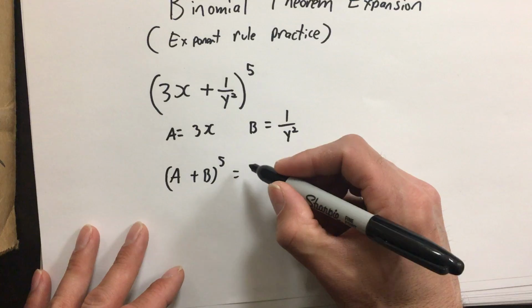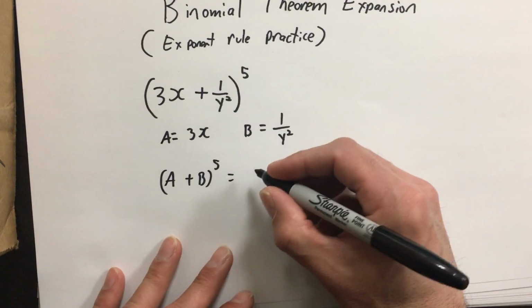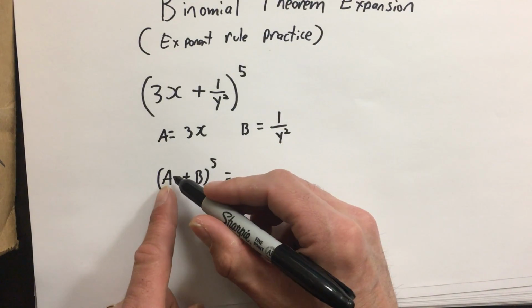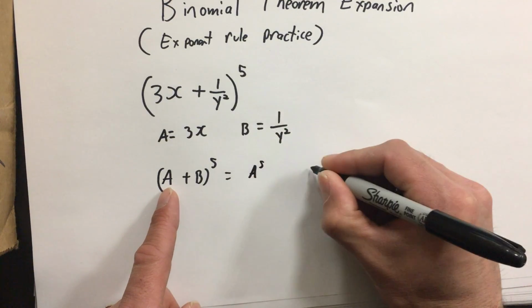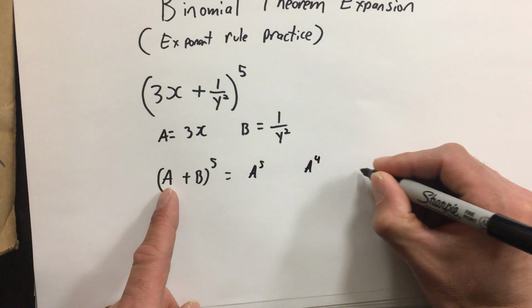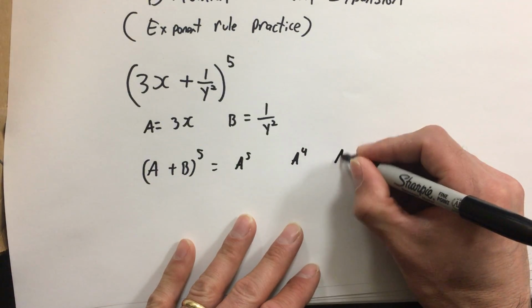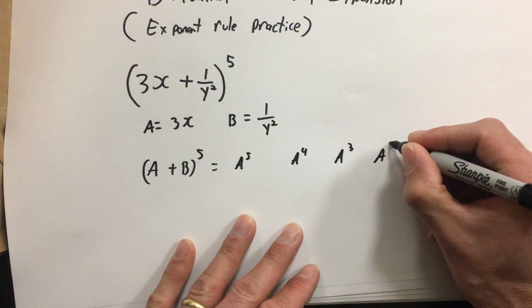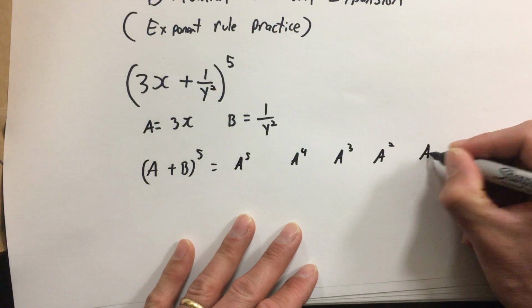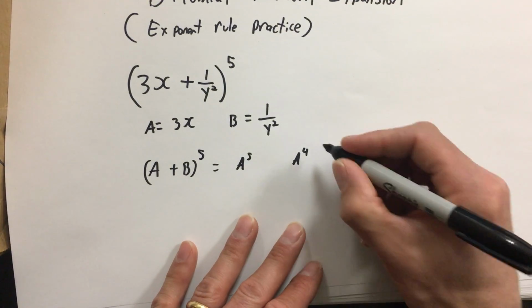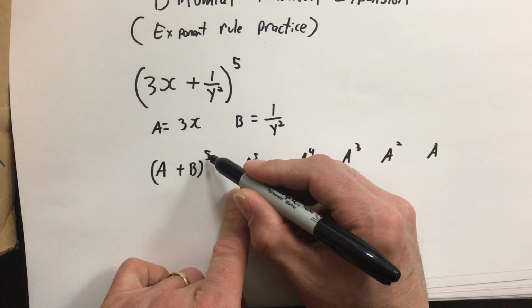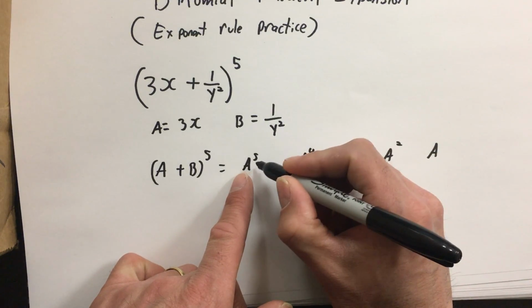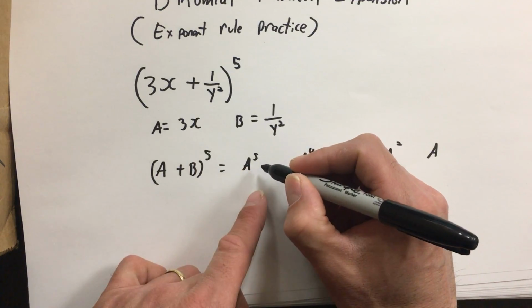Now, to use the binomial theorem, we know ahead of time what the answer is going to look like. We're going to have a term with a to the 5th, 4th, all the way down, a squared and an a. And likewise, we'll have terms with b's. And the thing to remember here is with an exponent of 5, in each of the terms, the two exponents will add up to 5.